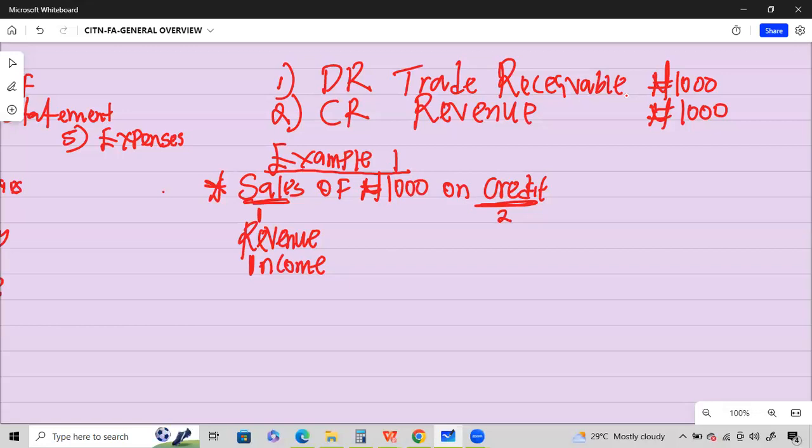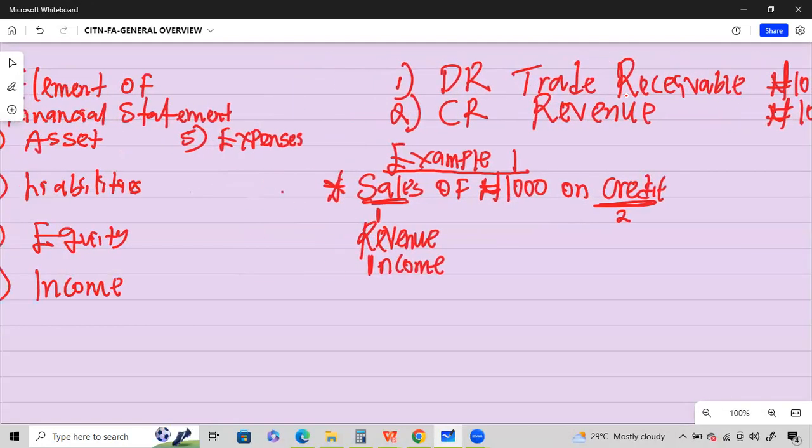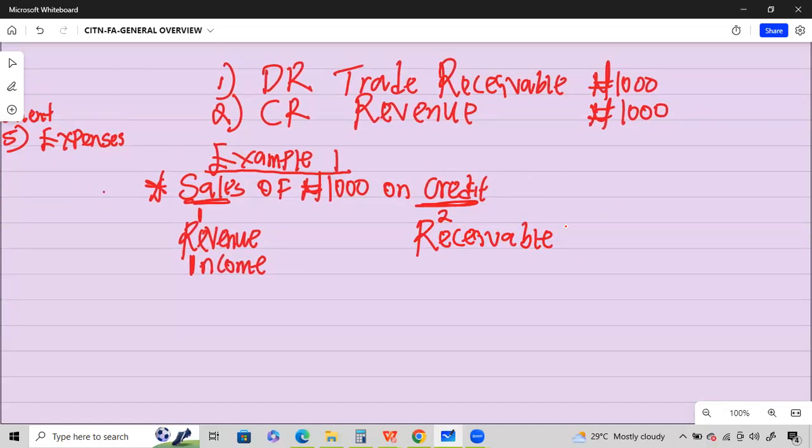Now, when you say on credit, it means that you are not receiving the money, you are not receiving the cash immediately. So that's why we have an account that's going to accommodate that, called receivable account. In the olden days, we used to call receivable debtors. I don't know, maybe some of us still remember.